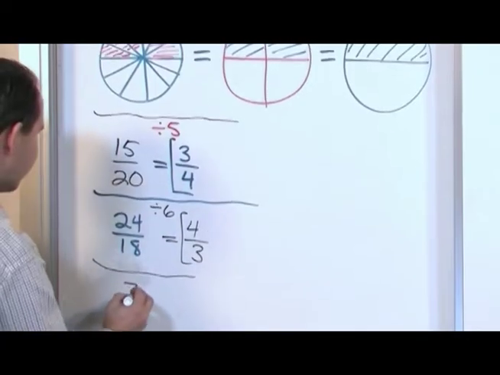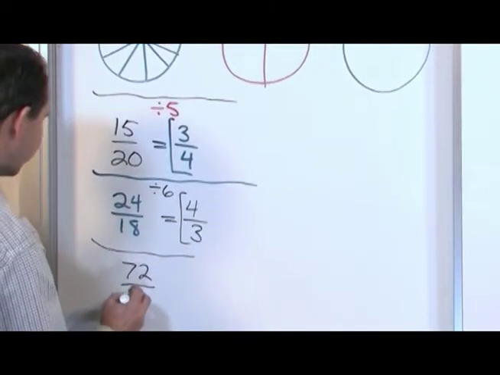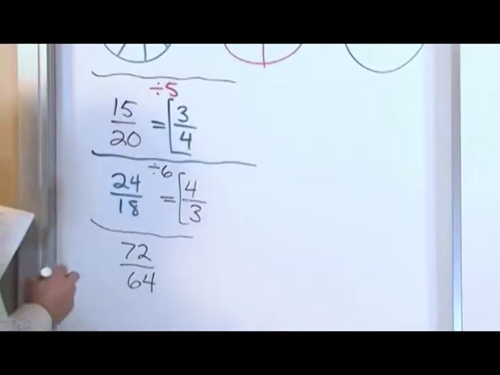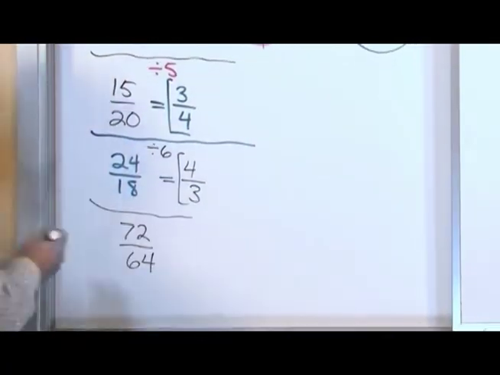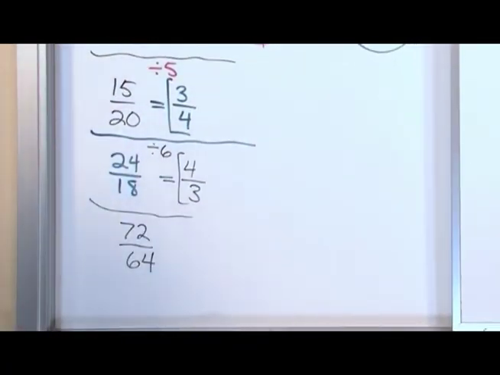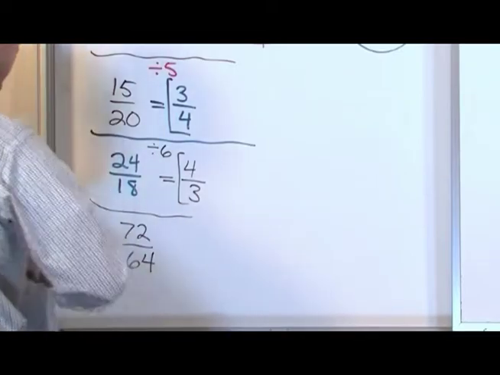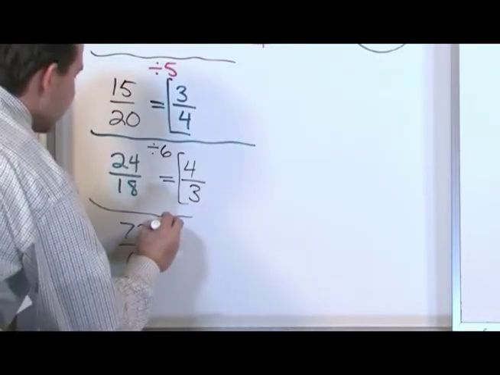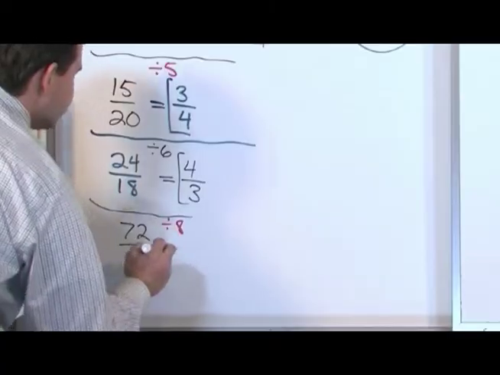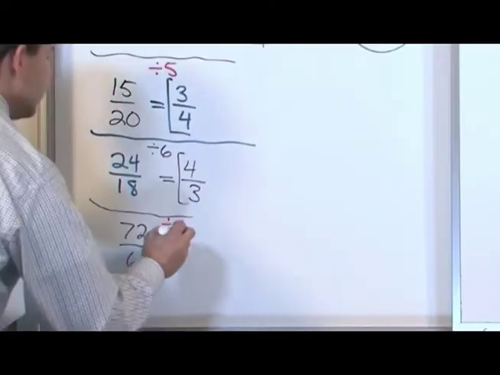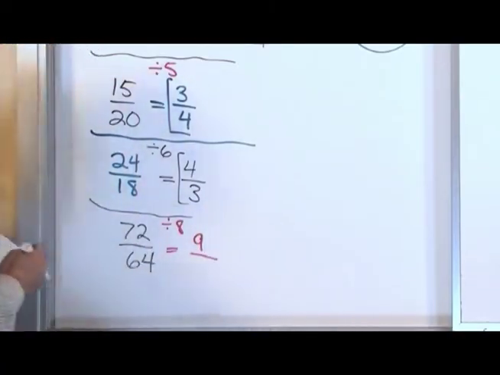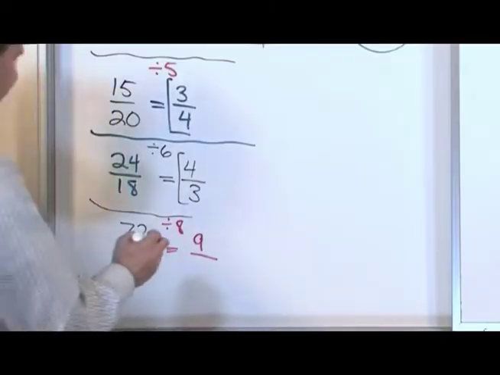What if I have 72 over 64? Right? Well, when I look at 72 and 64, you might ponder that one for a few minutes, but you should remember that you can divide by 8. What is 72 divided by 8? That is 9, because 8 times 9 is 72. What is 64 divided by 8?